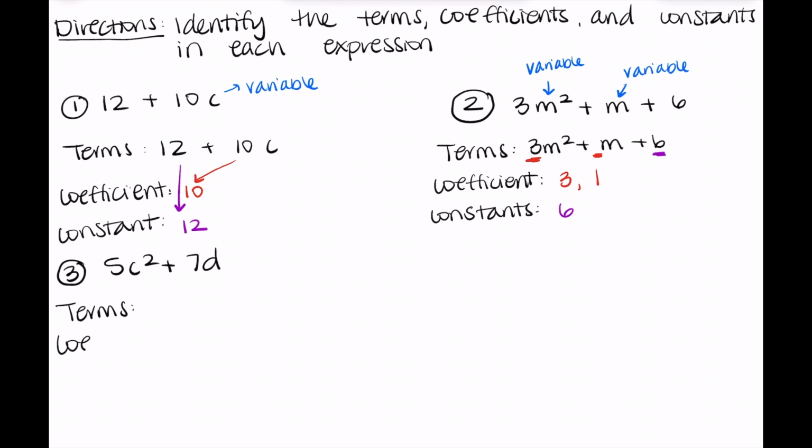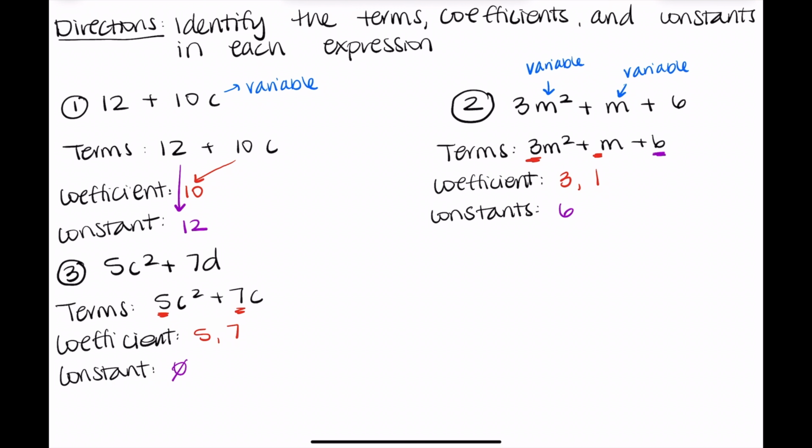For number 3, we have 5c squared plus 7d. Again, terms, coefficient, constant. Our terms are 5c squared plus 7d. Excuse the typo here. Now when we look at our coefficients, it's the numbers in front of our variables. So our coefficients are 5 and 7, and there is no constant here, and that's okay.